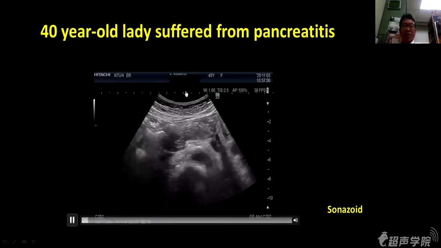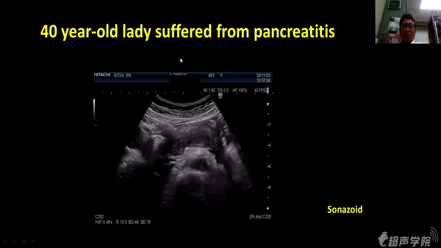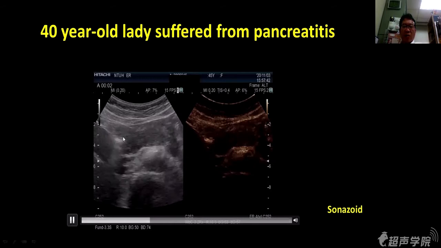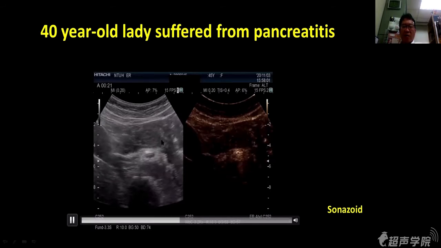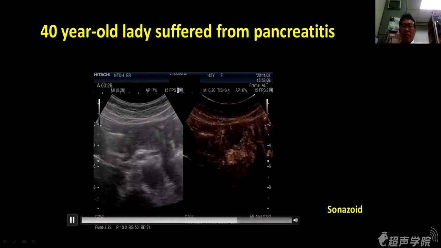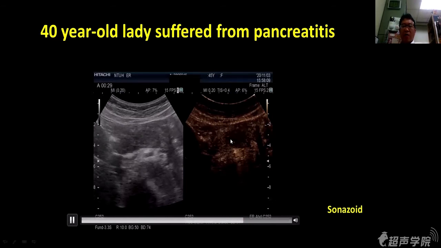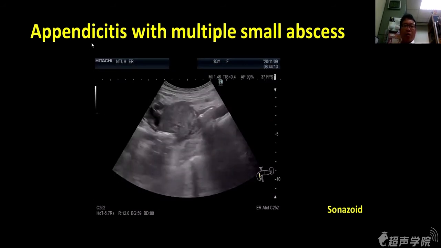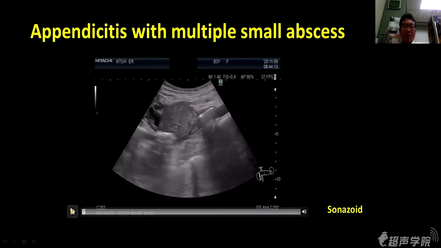And this 40-year-old lady was unlucky because she suffered from pancreatitis, with swelling of the pancreas, though the parenchyma seems okay. But after the injection of contrast, you can see there are perfusion defects. Actually, in the swelling pancreas, there are a lot of necrotic parts. And there are also other intra-abdominal inflammations, and rupture or collection can be assessed with the contrast.